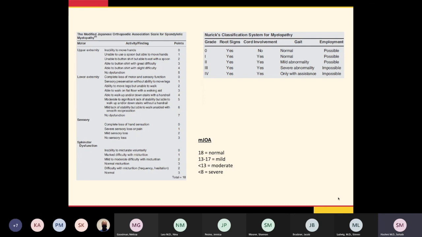The other classification that's used is the Nurick classification for myelopathy, and this goes to rate the patient based on whether they have radicular involvement, cord involvement, functionally if they have a gait imbalance, and if they have employment. And I think it's more of a functional classification, however, probably lesser used, especially when it comes to research. Most of the studies will use the modified Japanese Orthopaedic Association scale.